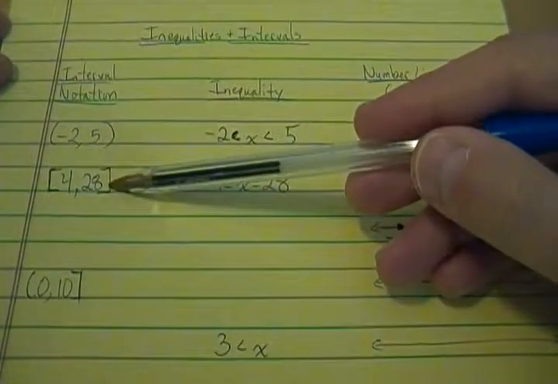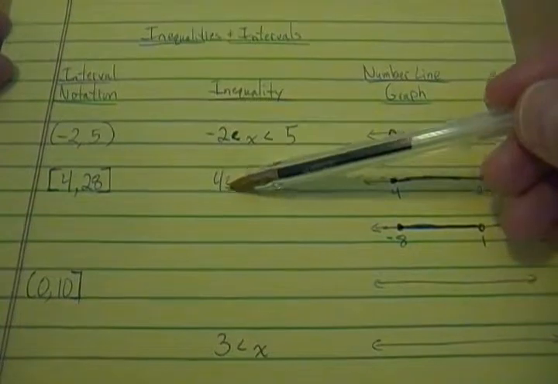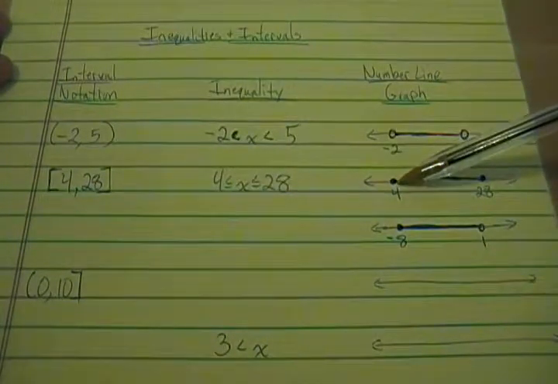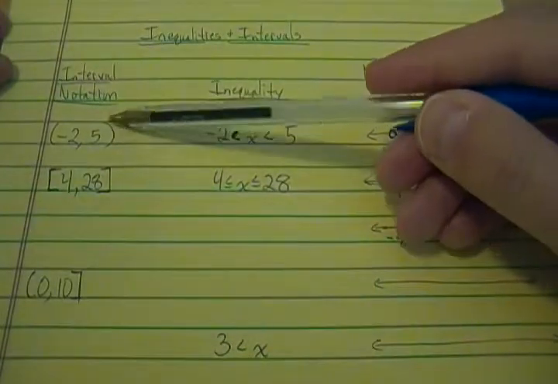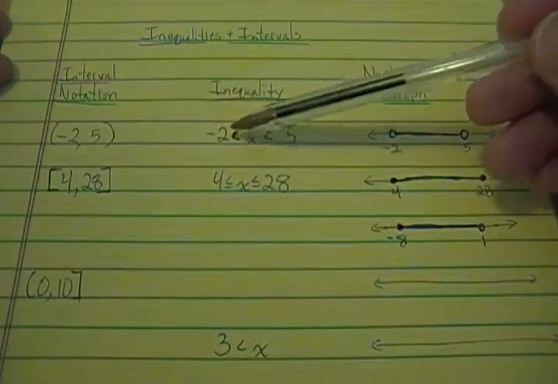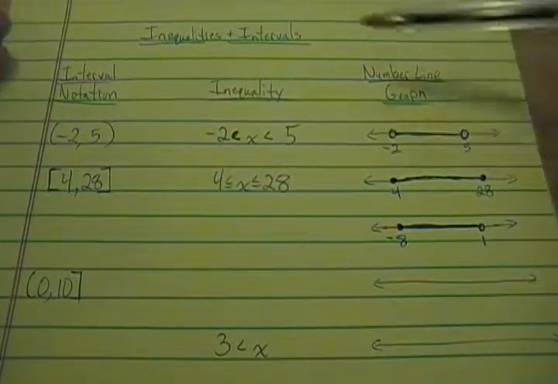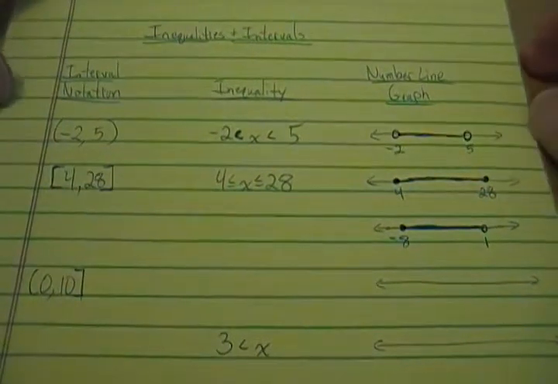So the square bracket translates to the equal to sign in the inequality, which translates to the filled in circle on the graph. The curved parentheses translate to the just less than sign in the inequality, which translates to the open circle in the graph. And those things always go together like that.